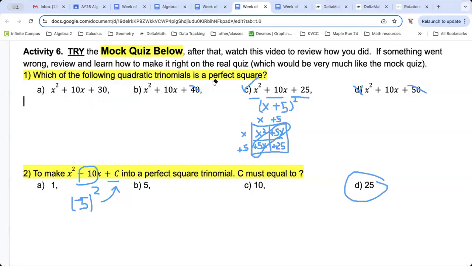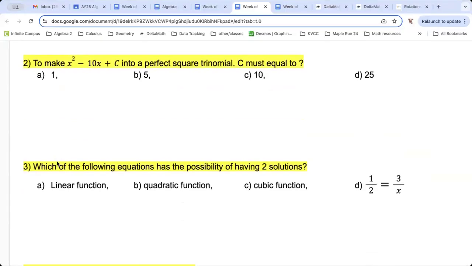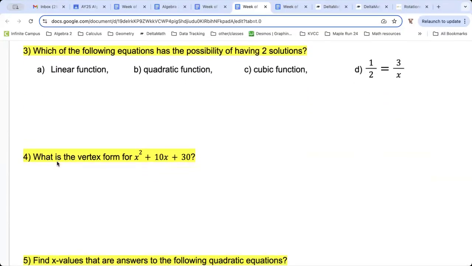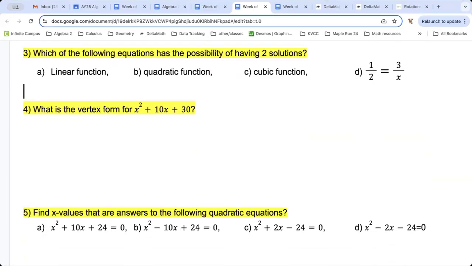Okay, let me erase this. And so let's go and look at a few more questions. Okay. So that's not too bad. Okay, let's move on. Let's take a look at 3, 4. This one does not need all that space.